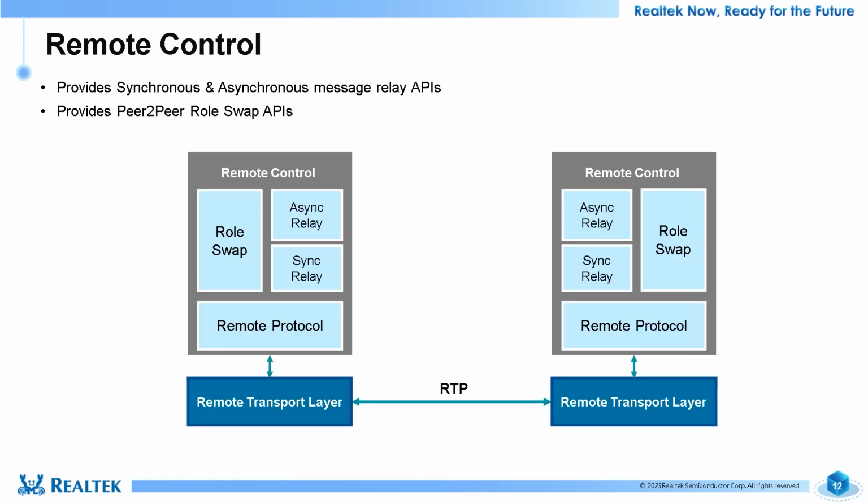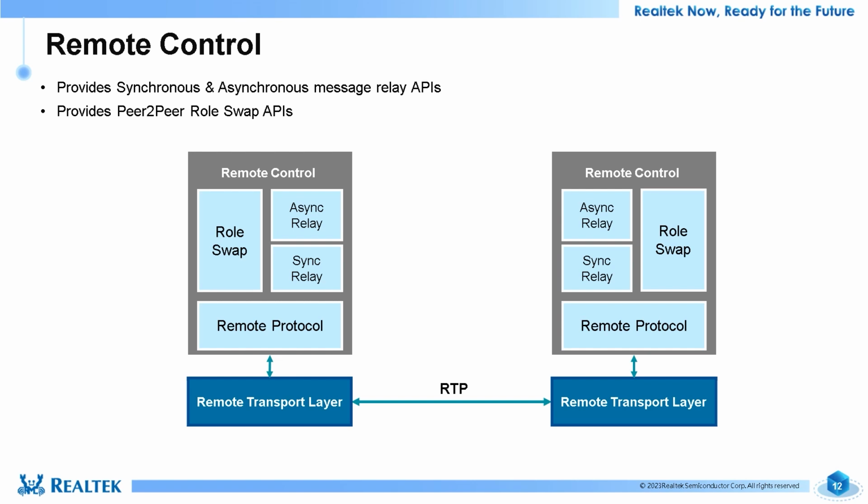The fourth module we have here is the remote control module. Remote control is used for products such as ones that use TWS or need a P2P connection. Remote control provides two main functionalities. One is the message relay APIs, so the synchronous and asynchronous relays, and the other is role swap, so you can swap between primary and secondary.